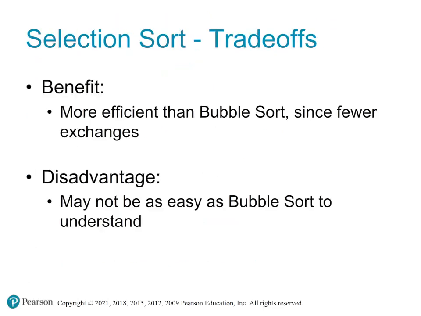One of the key advantages of selection sort over bubble sort is that it generally makes fewer exchanges. This can be particularly beneficial in cases where the cost of swapping elements is high. While selection sort is relatively simple, it might not be as intuitively easy to understand as bubble sort, especially for those who are new to programming or algorithms.